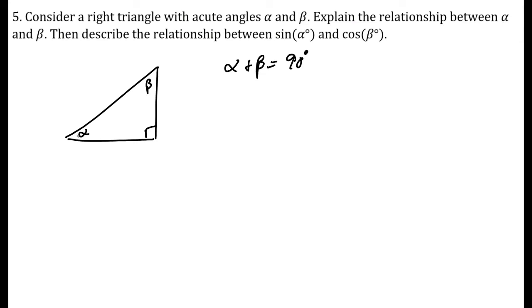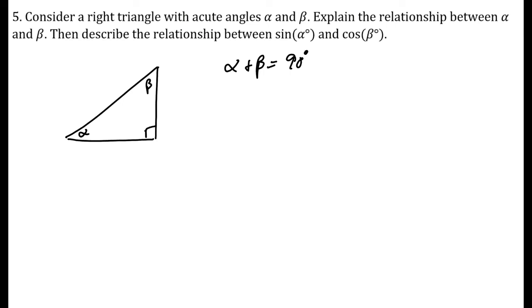Number 5, consider a right triangle with acute angles alpha and beta. Well, I should probably draw a right triangle. There's alpha and there's beta. Explain the relationship between alpha and beta. Well, we know the sum of the interior angles of a triangle is 180 degrees, and I used up 90 right here. So alpha plus beta is 90. These two angles have to be complementary. They have to add to 90 because I already used 90 degrees up in that right angle.